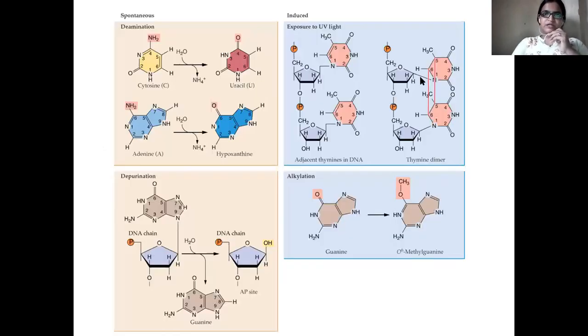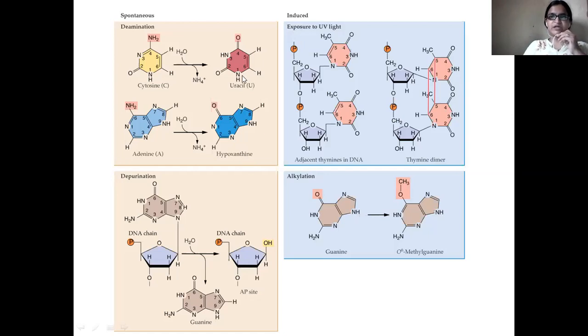So these are the different types of problems which can occur in DNA. In spontaneous mutations, deamination can happen. In deamination, the amino group is removed. In place of the amino group, here we can see oxygen is there. So in this way, cytosine is converted to uracil, and adenine is changed to hypoxanthine.